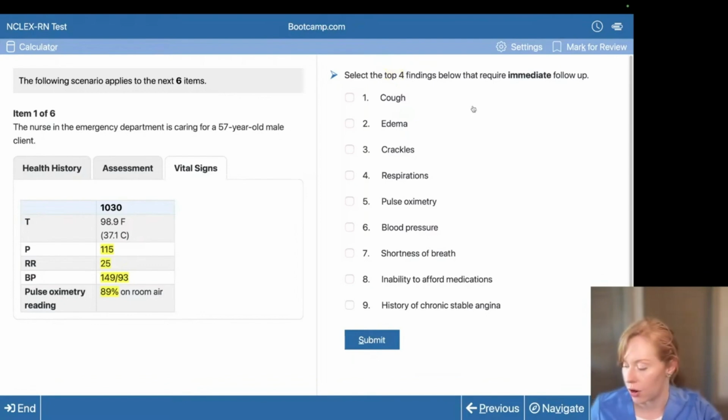So let's pick 4. And I'm going to go ahead and say you guys have chosen, all of you have said shortness of breath and crackles. So I'm going to agree with you and go ahead and pick those 2, crackles and shortness of breath, because this is what we identified as our big problem. This is an issue of either airway or breathing, and we'll talk about that.